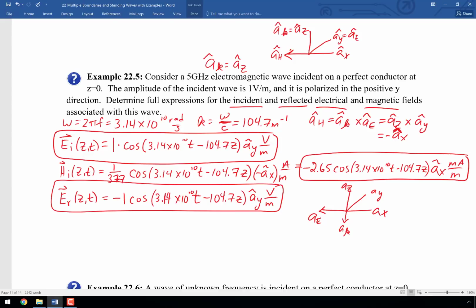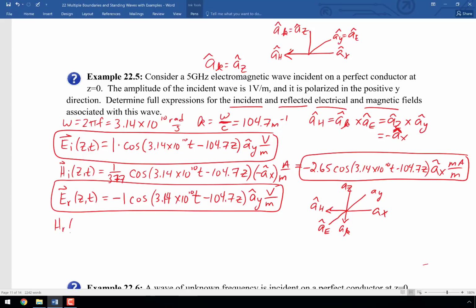I'm going to point my thumb in the direction of a sub k and curl it. Oh, you know what? I got this wrong. This is not the direction of a sub k, so this is a sub e. And so when I put my thumb in the direction of a sub k and I curl it in the direction of a sub e, I find that the magnetic field is still in the same direction. It's still negative a sub x.